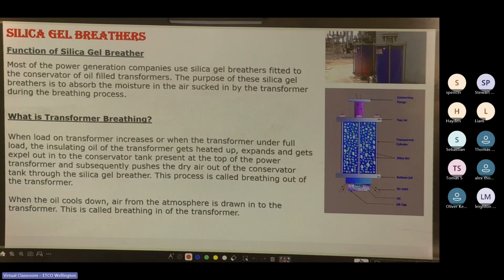When the load on the transformer increases, or when the transformer is under full load, the insulating oil of the transformer gets heated up, expands, and gets expelled out of the conservator tank present at the top of the power transformer, and subsequently pushes the dry air out of the conservator tank through the silica gel breather. This process is called breathing out of the transformer. When the oil cools down, air from the atmosphere is drawn into the transformer. This is called breathing in of the transformer.